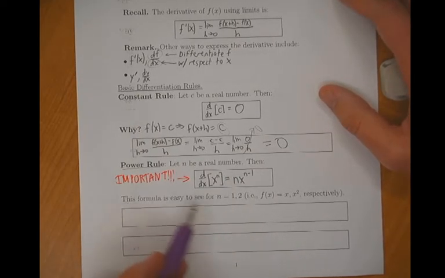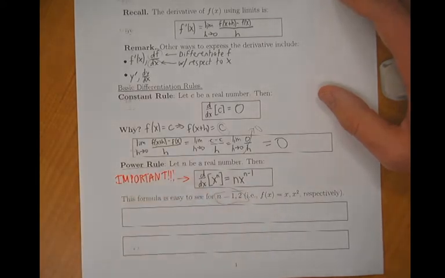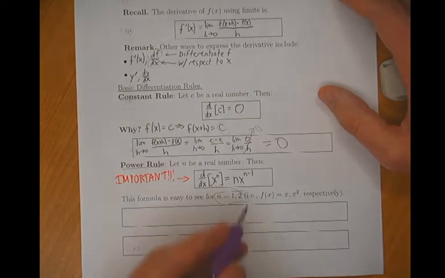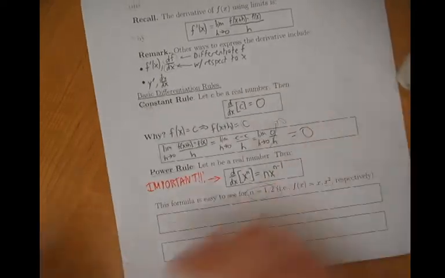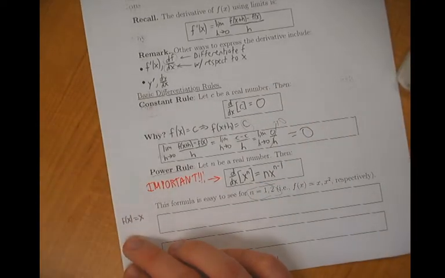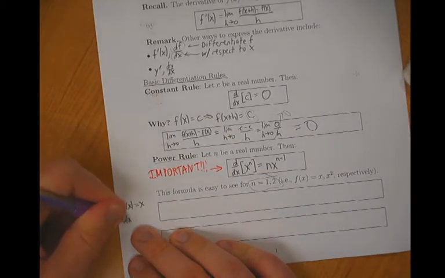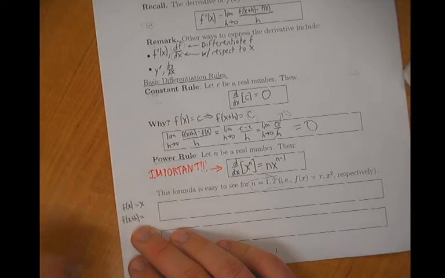To see why, let's first focus on a couple of simpler cases, namely n equals 1 and 2. So if we have f of x equals x, then f of x plus h would just be what?